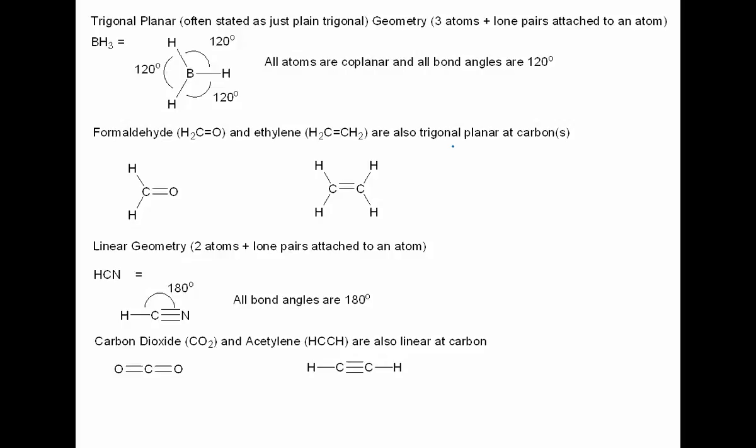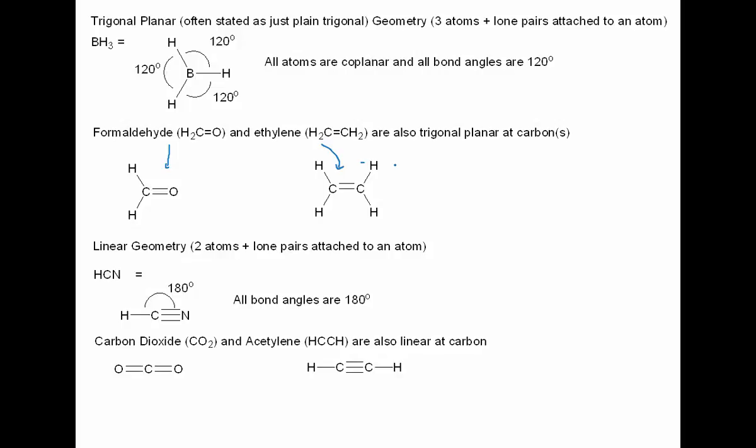Okay, if we look to more organic molecules that would have the trigonal geometry, I have these two, formaldehyde, shown here, and ethylene, shown here. Okay, these are also trigonal planar at carbon.